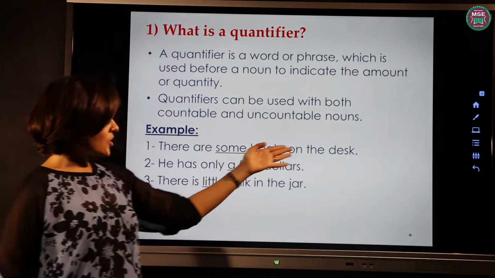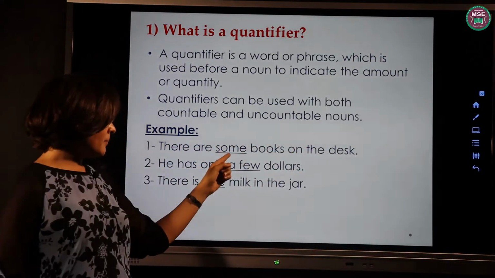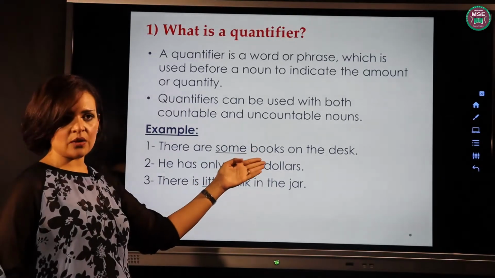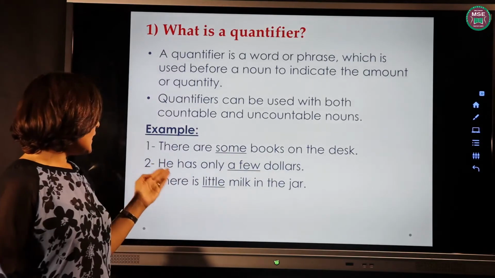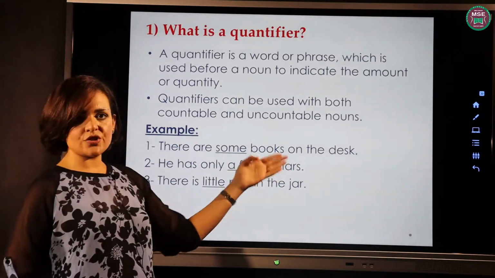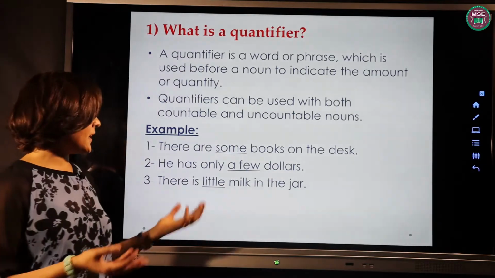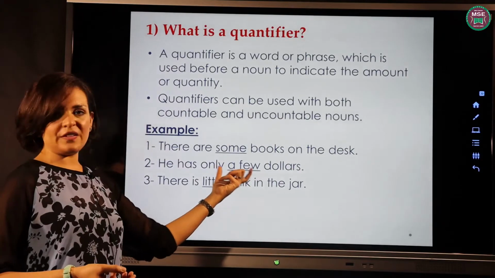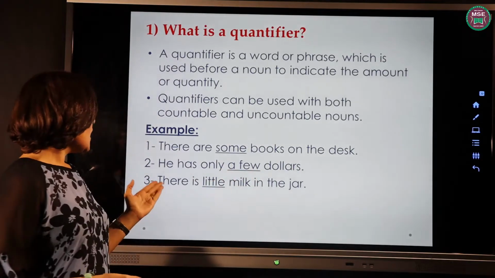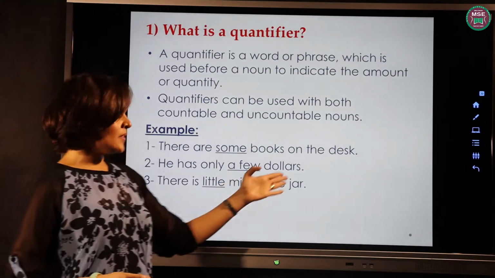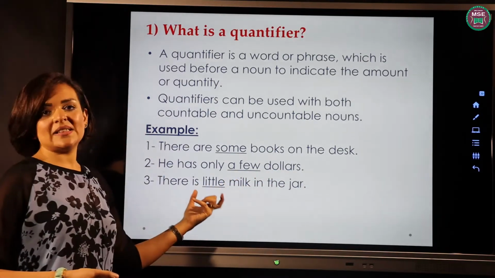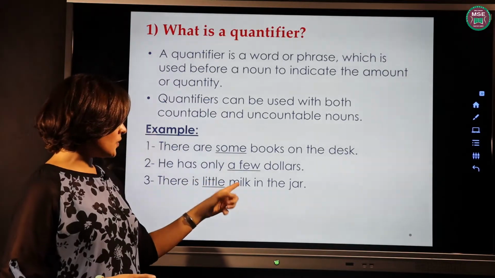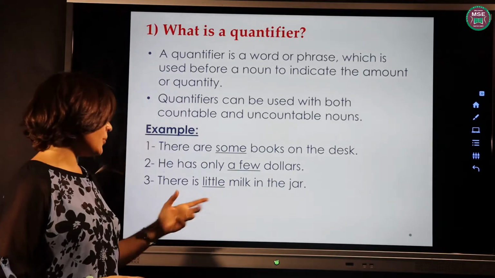There are some books on the desk. Here some is a quantifier, and books is a countable plural noun. He has only a few dollars. Dollars is money, a special currency, and we put a few before it as a quantifier. There is little milk in the jar. Little also speaks about quantity and refers to the noun milk.